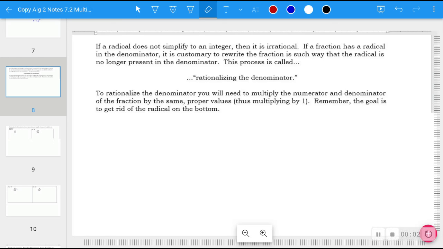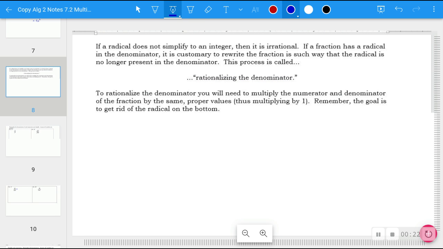Hey, welcome back to the notes for Algebra 2, Section 7.2. In this part of the notes, we're going to learn how to rationalize the denominator of a fraction. Now that's fancy language there, so let me see if I can explain.